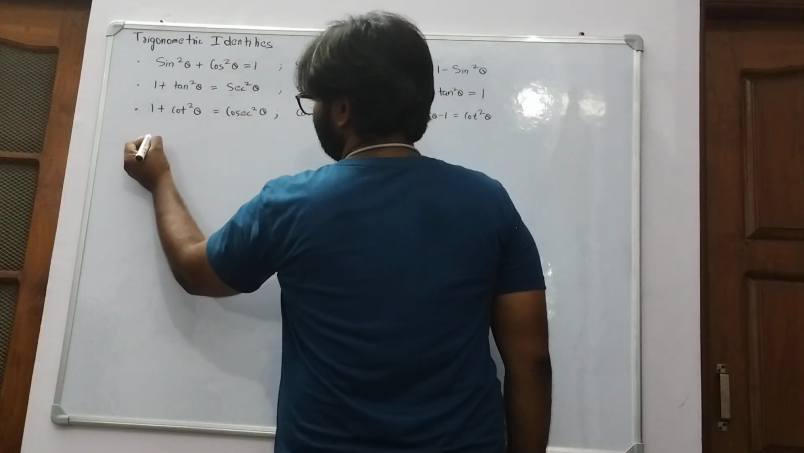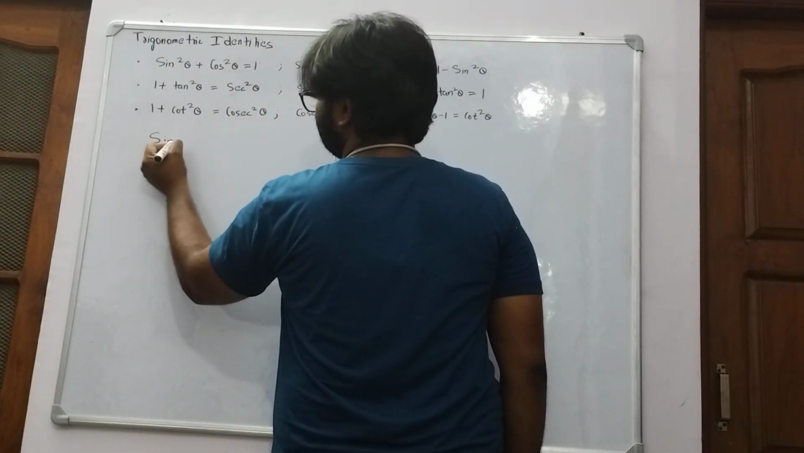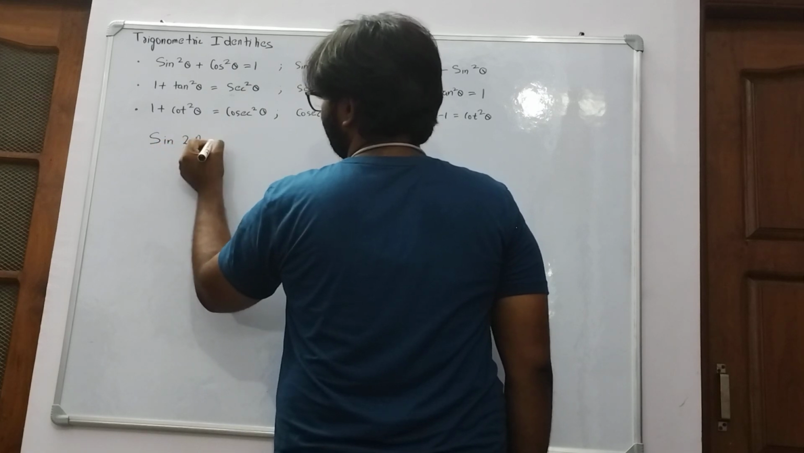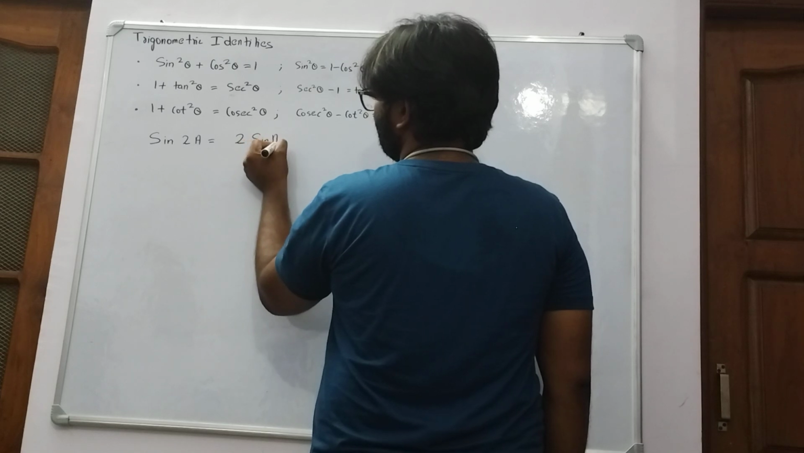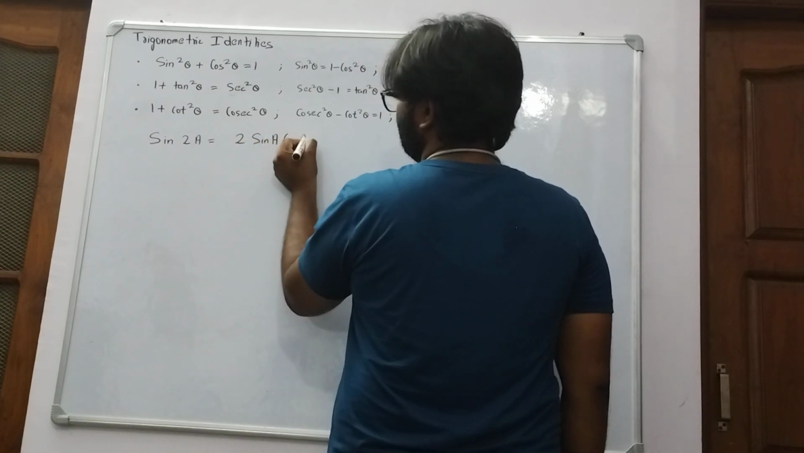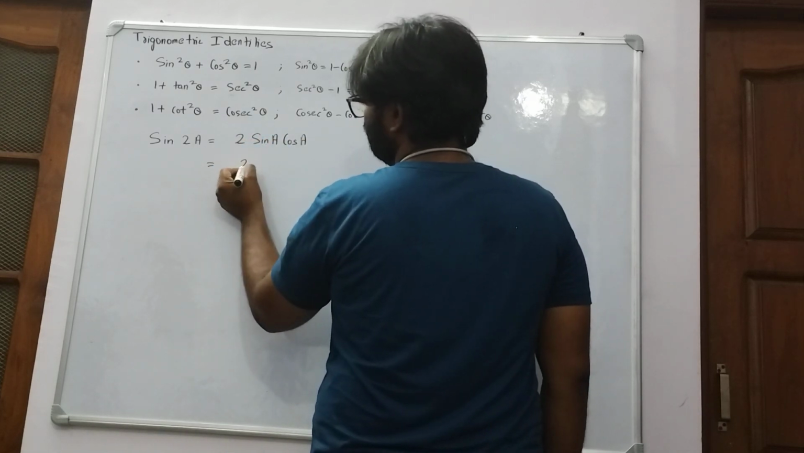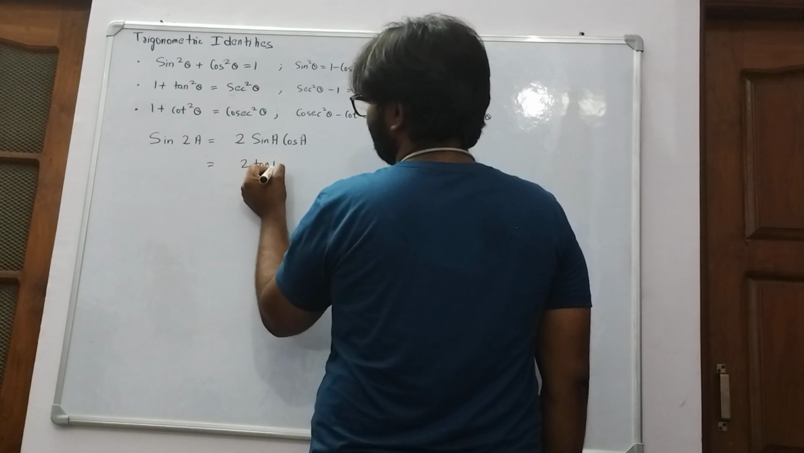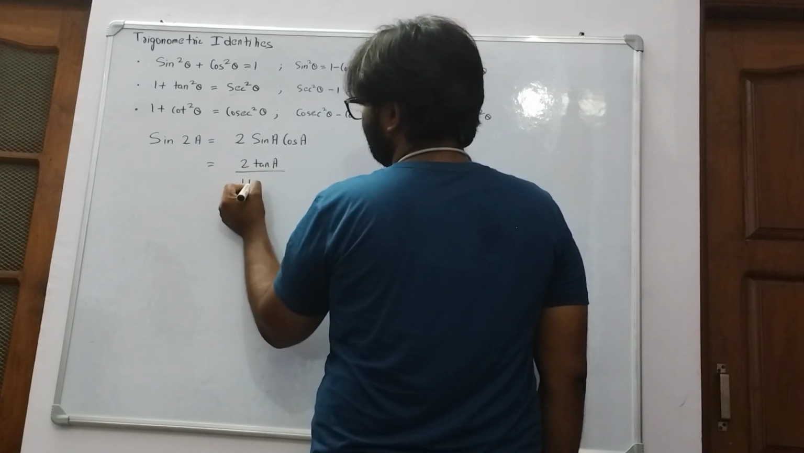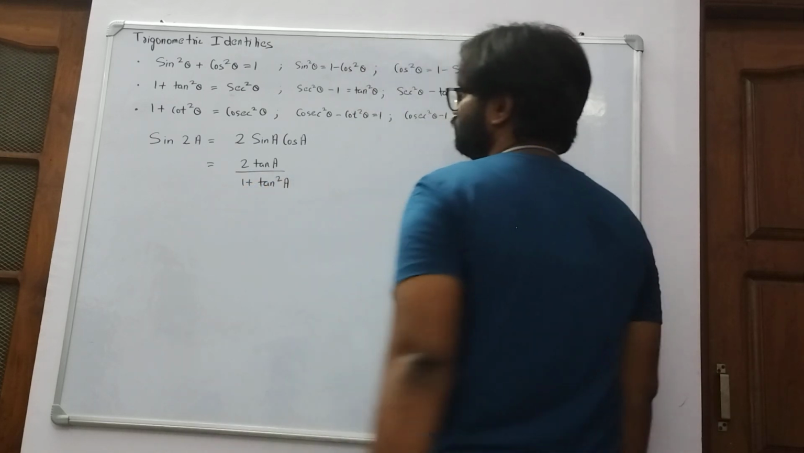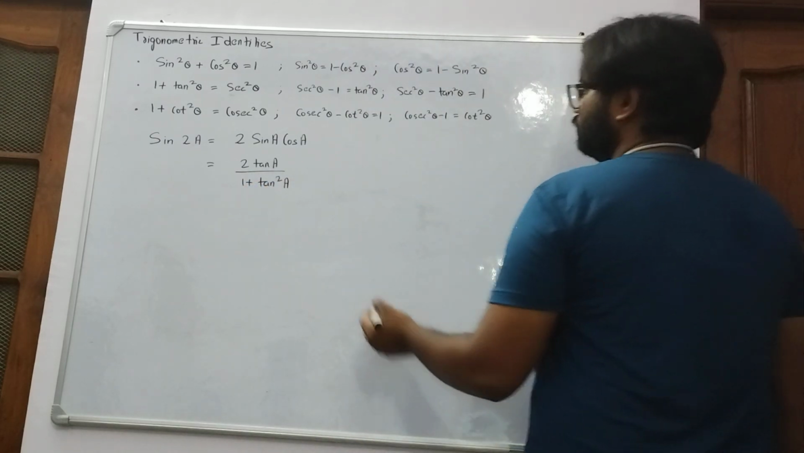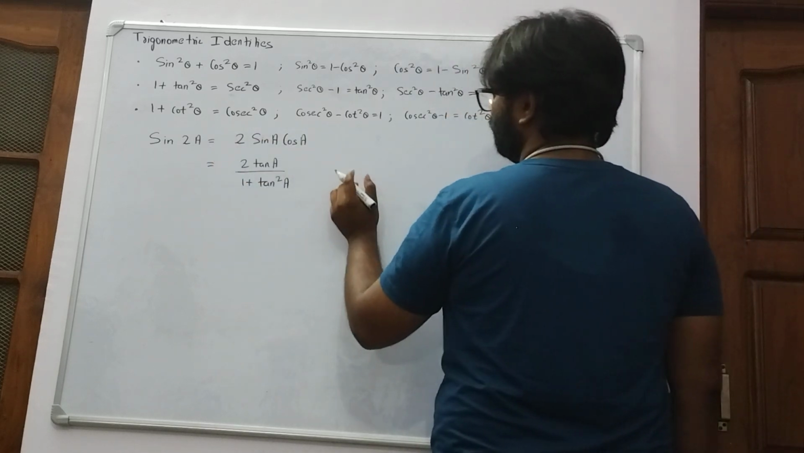Now let's come to other formulas, like sine 2A. It is 2 sine A cos A. And the other formula is 2 tan A upon 1 plus tan square A. These are the two formulas for sine 2A.